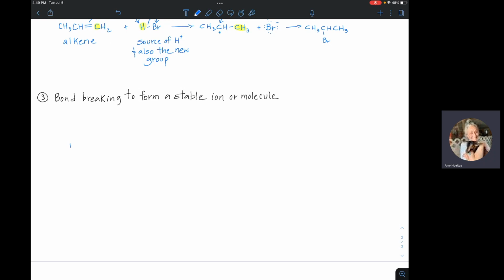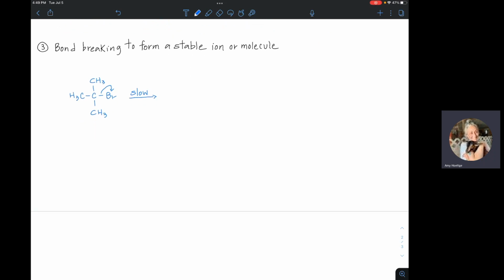So if I have something like this, and this bond just slowly begins to break all by itself. This is actually a slow step. We were just talking about reaction progress diagrams. The activation energy for this would be the tallest bump on that particular plot, the breaking of this bond to form what we call a tertiary carbocation.